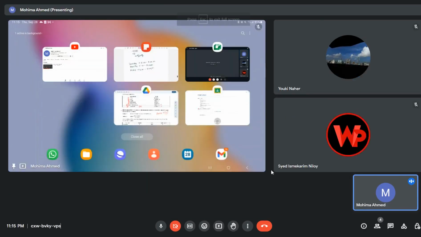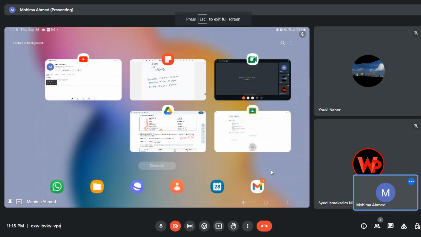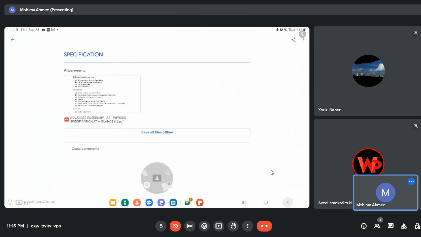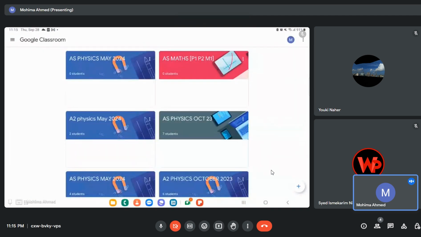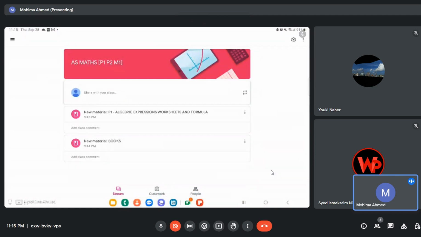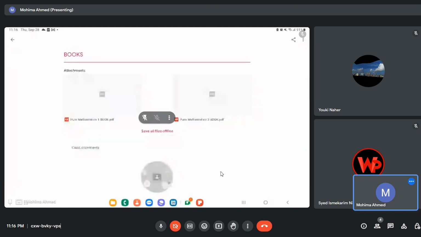And M1. Okay, so I'll just move on to the classroom, since this entire concept of maths will have a lot of worksheets and formulas and books involved. So we have a classroom generated for the AS Physics or AS Maths, and I have already uploaded the introduction for chapter one. These are the two books provided by Pearson.